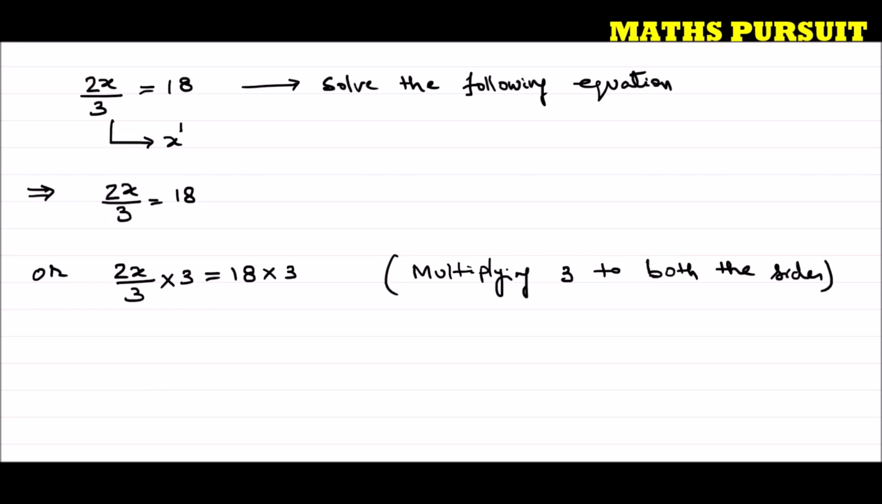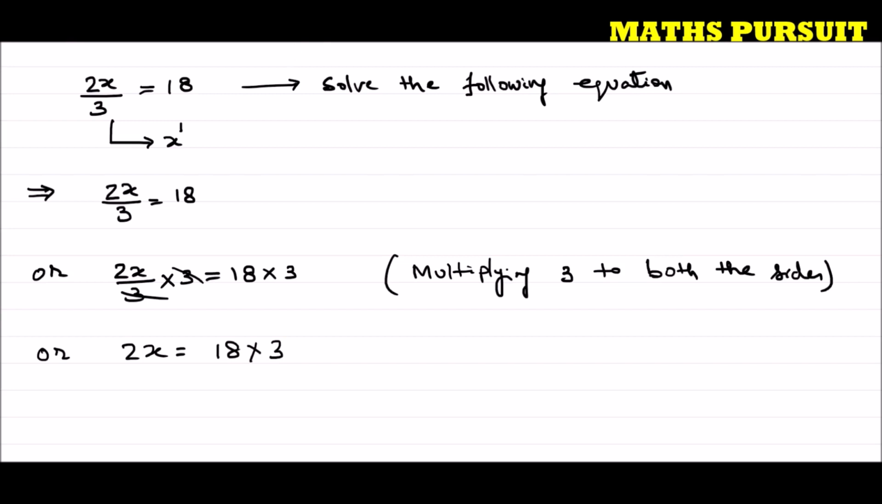What we got: 2x upon 3 into 3 is equal to 18 into 3. As I told you, this 3 and this 3 cancel out. I can write 2x is equal to 18 into 3. Let us keep the multiplication as it is, 18 into 3, and not multiply it. If you can multiply, it's well and good, or we can keep it like this.